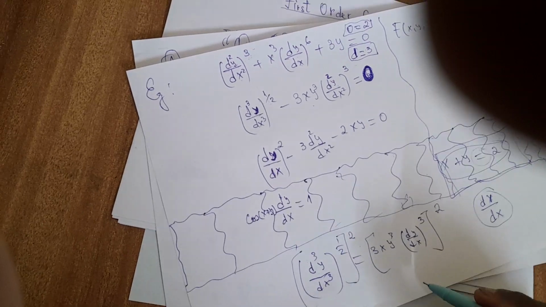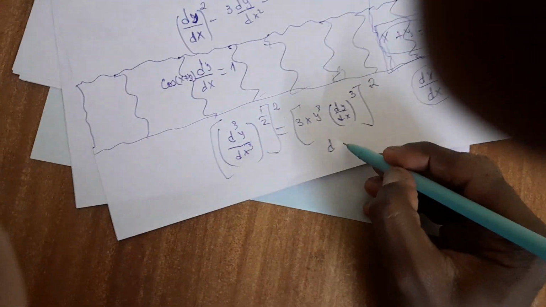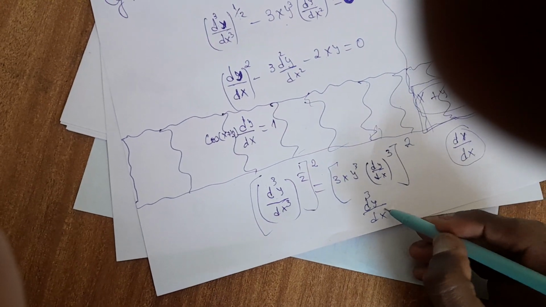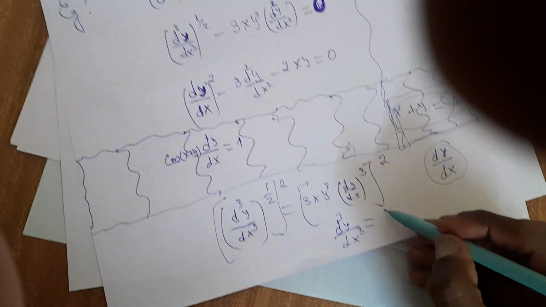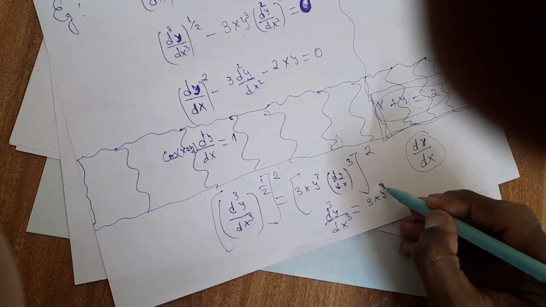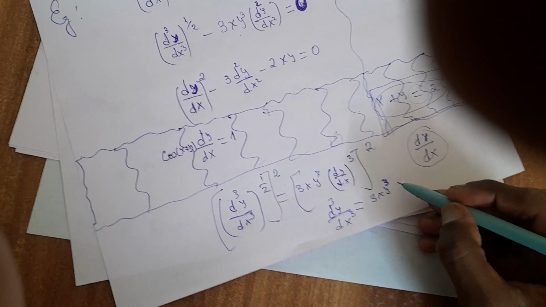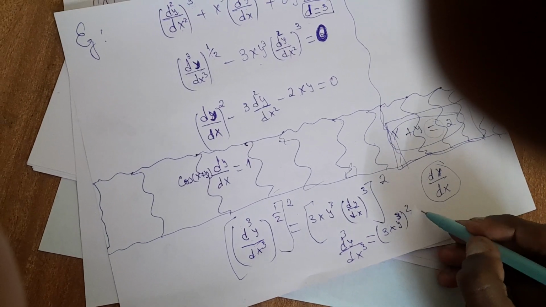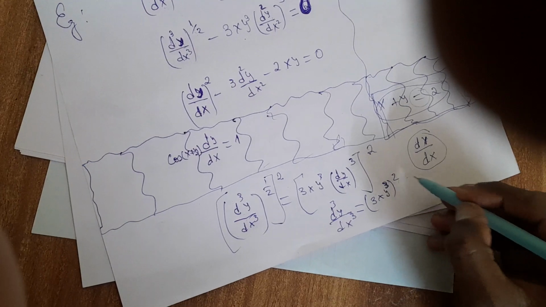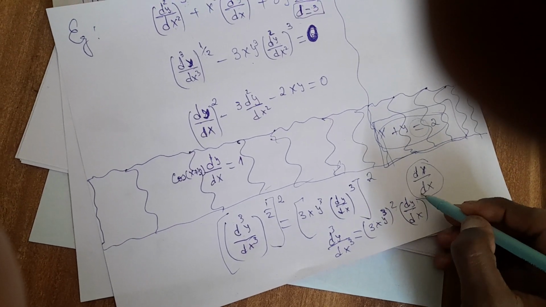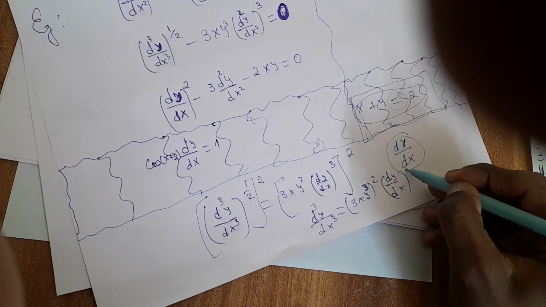So what will it be? It will be (d³y/dx³) equal to (3xy³ plus dy/dx to the power 3) all squared, that is, dy/dx to the power 6.